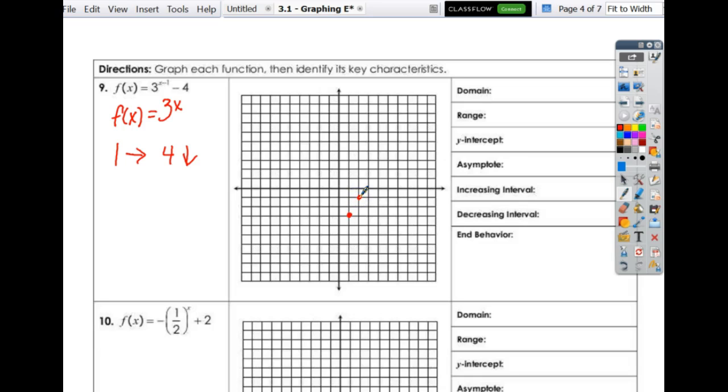Where's the asymptote? It's at 0. The only thing that affects the asymptote is the up and down movement. So do I have an up and down? So I'm going to move my asymptote down 4. 1, 2, 3, 4. And connect the dots.